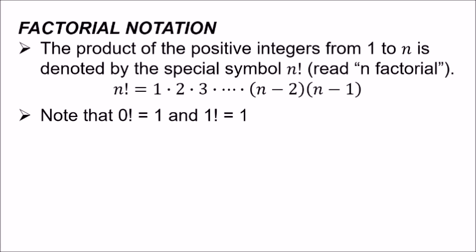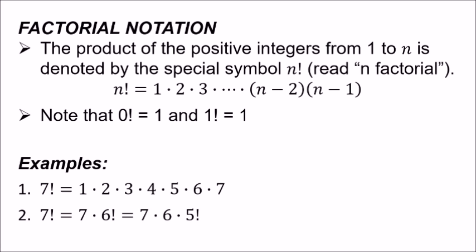So alam kong familiar na kayo talaga dito. So bigyan ko na lang kayo ng simpleng example. So number 1, 7 factorial is just equal to 1 times 2 times 3 times 4 times 5 times 6 up to 7. And then these 7 factorials can also be written in this way. 7 times 6 factorial. Or we can also write this as 7 times 6 times 5 factorial. All of these are equal. We can use this actually sometimes in simplifying the factorial notation.